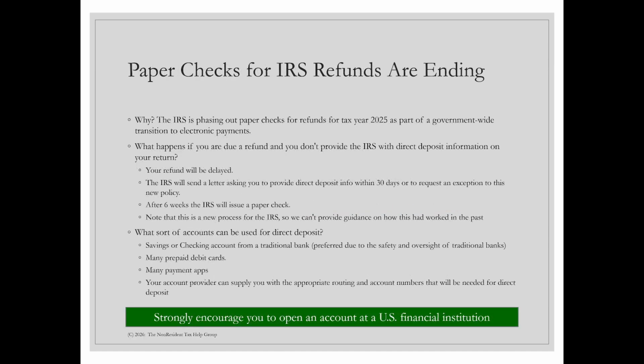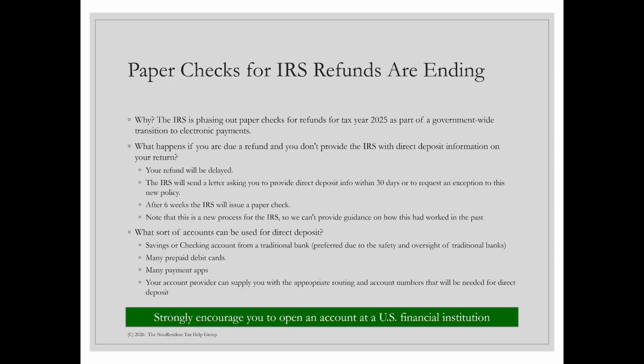One other change that's been implemented starting in September or October of this past year is that the IRS is starting to end sending out refunds by paper check. So if you are due a refund, when you file your tax return, you can input your information about your U.S. financial institution bank account on the tax return forms so that your refund can be automatically deposited into that account. If you don't have a bank account here in the United States, what's going to happen to you? Your money is going to be delayed, basically, is what will happen.